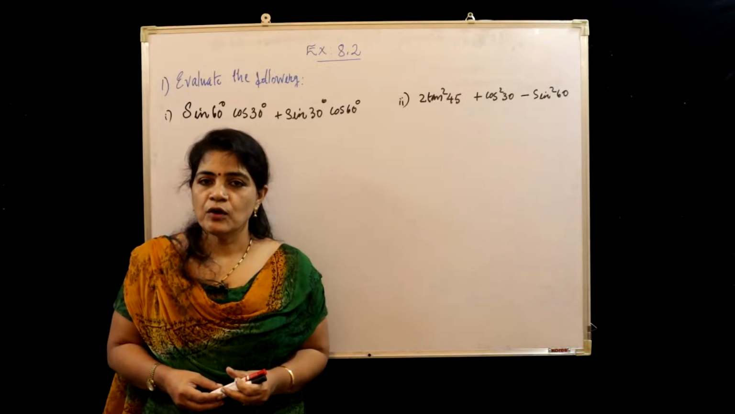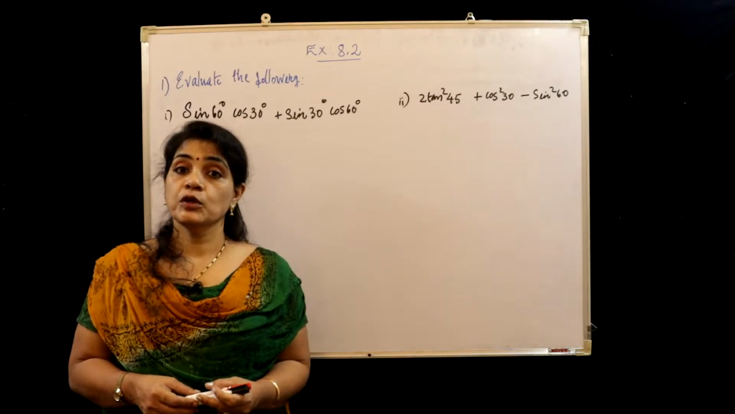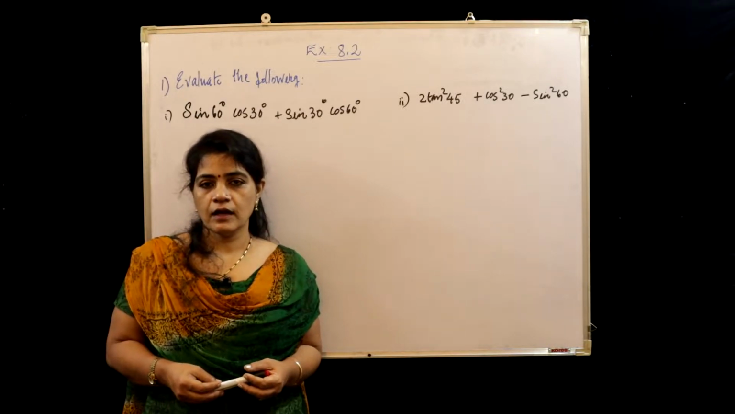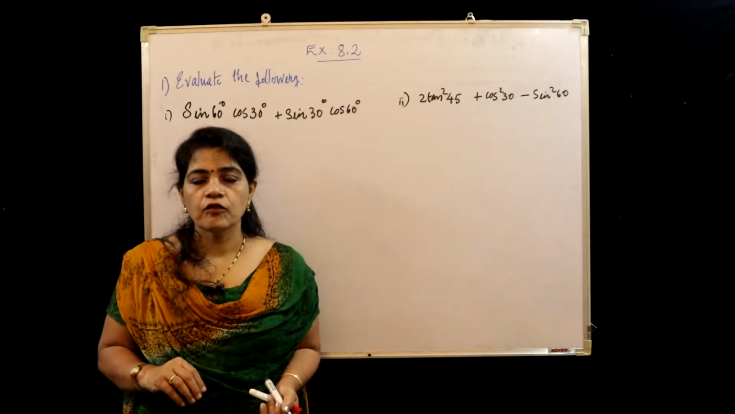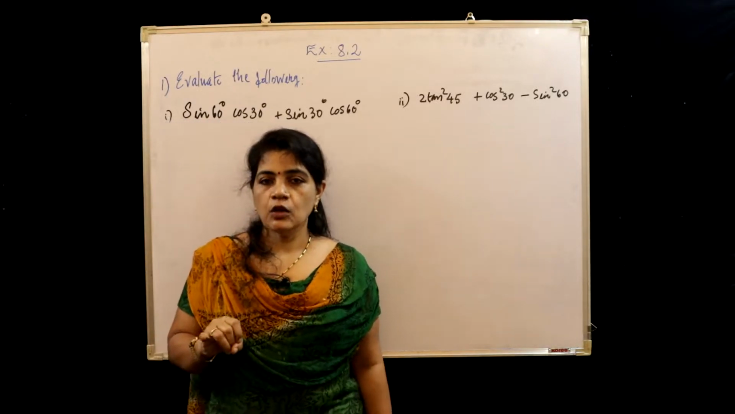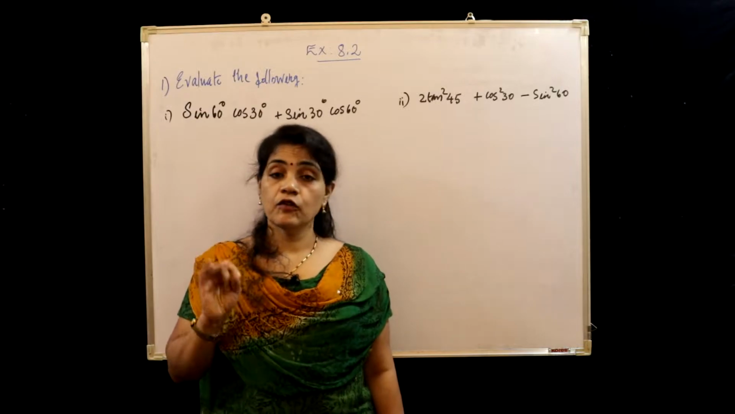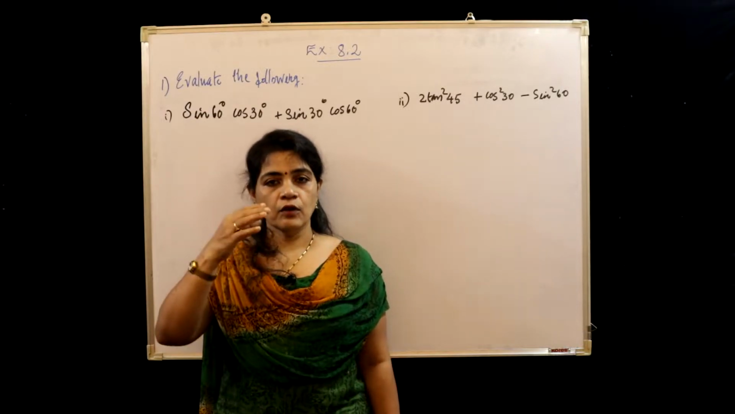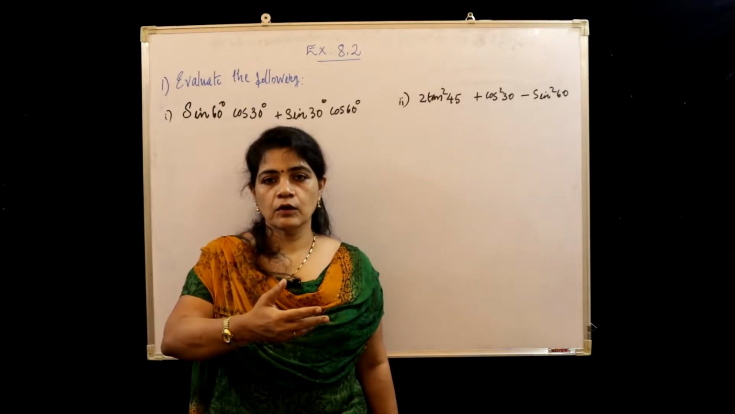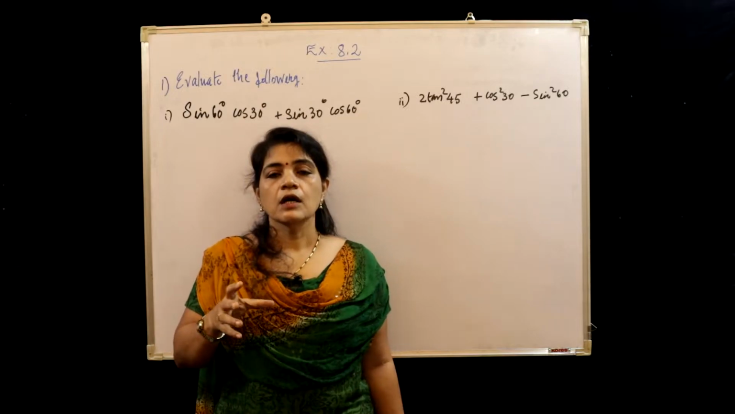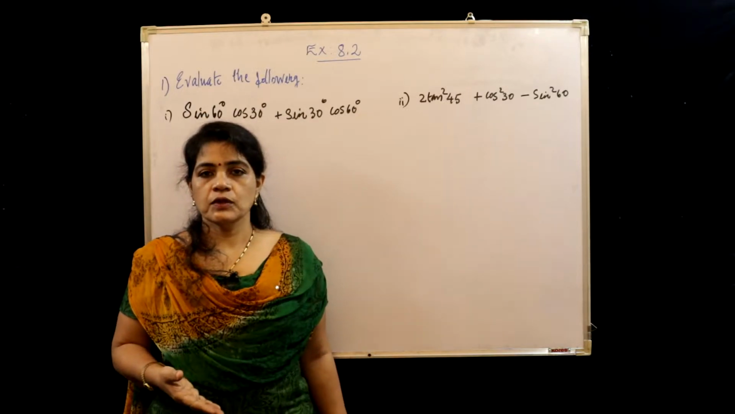In this video we are going to solve exercise 8.2. All the problems come under this exercise. We are applying the values of some specific trigonometric functions, that is when theta equals 0 degree, 30 degree, 45 degree, 60 degree and 90 degree. We know the ideas we apply in order to get the answer without any mistake, and if you know those values, you can easily reach the correct answer.